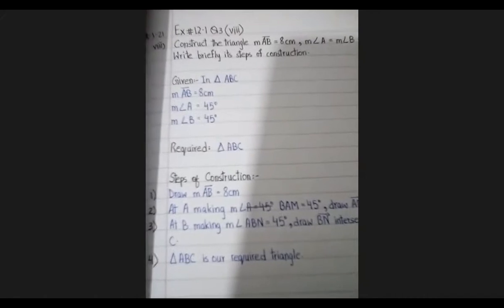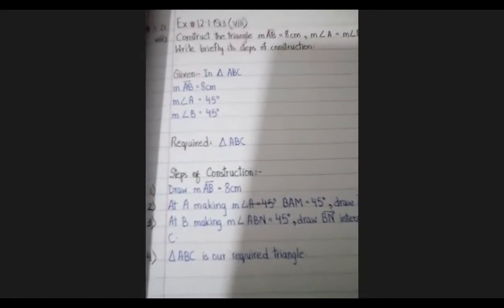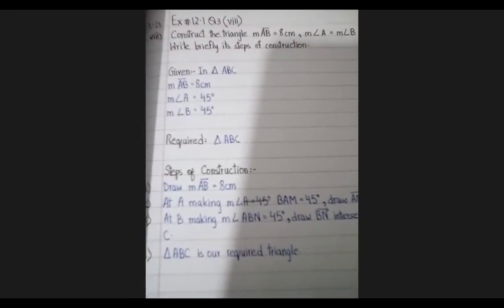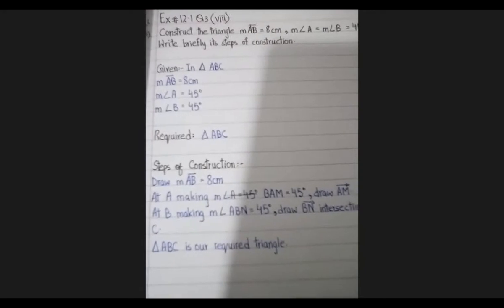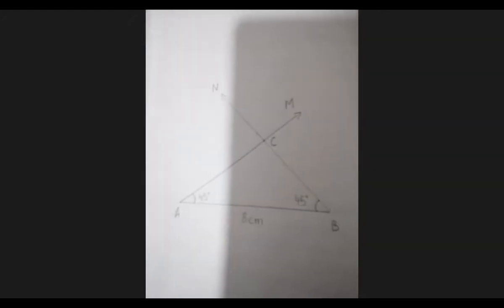Rida Rahim. Yes, Rida. Okay, Rida's copy is on our screen. BAM is equal to 45 degrees. Draw AM. Rida, show me your construction. Bilkul sahi. Excellent. Now second is Sheroz. Quickly, beta, share the copy on your screen. Quickly. Don't have that much time.